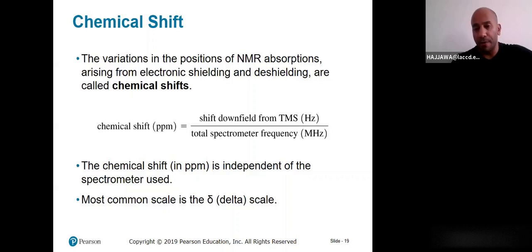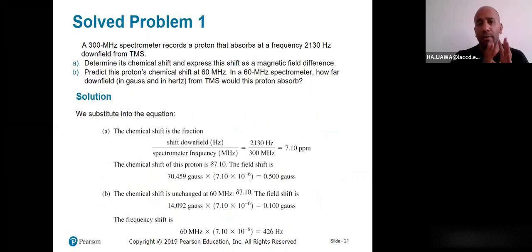So if I see an example where the machine is 300 megahertz and the proton is absorbing at a frequency of 2130 hertz, what do I do to figure out the chemical shift? I divide the shift downfield from the TMS point, which is 2130 hertz, by 300 megahertz, which is the power of the machine, or the frequency of the machine. And that will give me the value in ppm, parts per million. This is very important to keep in mind. Even though the machine does it for us, we have to understand how it's usually done.